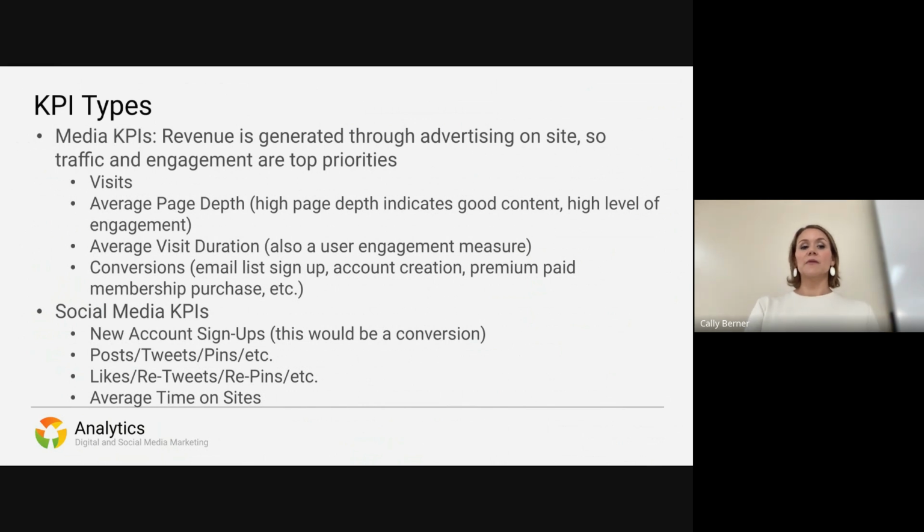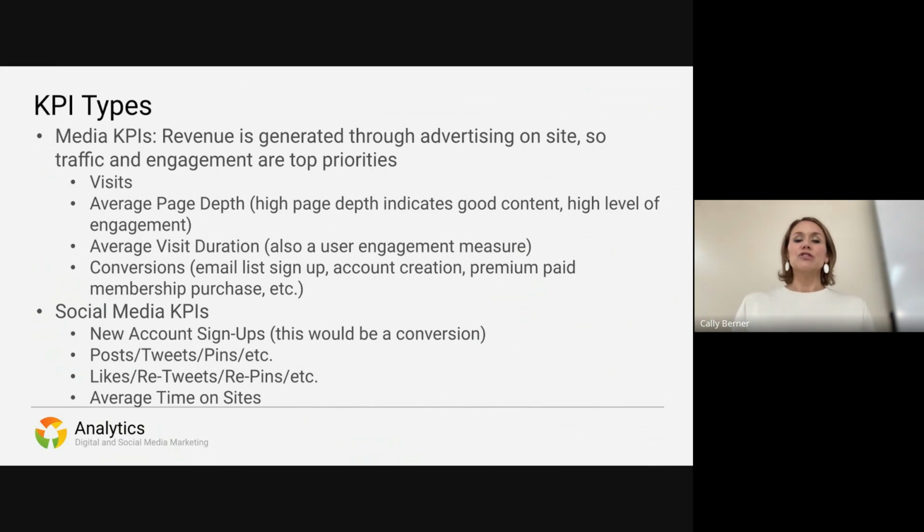Lots of traffic is coming to our website. When I say traffic, I mean lots of people are coming to a website or a certain web page. So we'd be worried about lots of people showing up to our site. We would be concerned with the average page depth. So we want to make sure people are going to multiple pages, really engaged in our website. They're spending a lot of time. So average visit duration would be interesting to us.